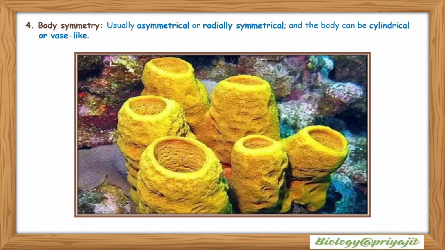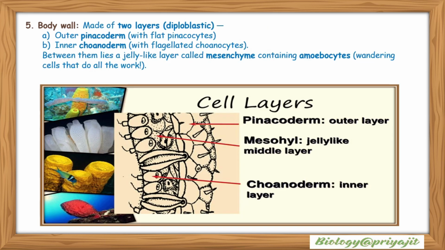Body symmetry. Poriferans usually show asymmetrical or radially symmetrical structures, and the body can be cylindrical or vase-like. Their body wall is made up of two layers, so they can be treated as diploblastic, but the ectoderm and endoderm structure, which are found in true diploblastics like Cnidaria and Ctenophora onwards, are absent in poriferans or sponges.